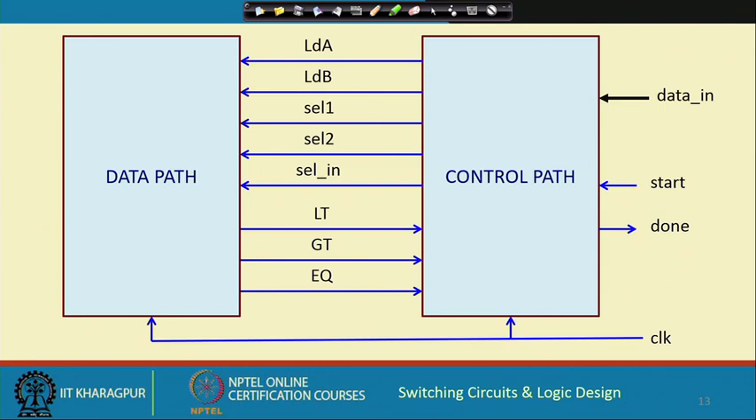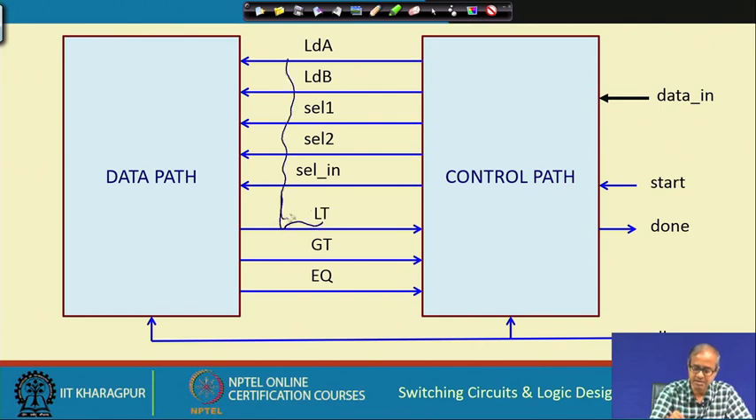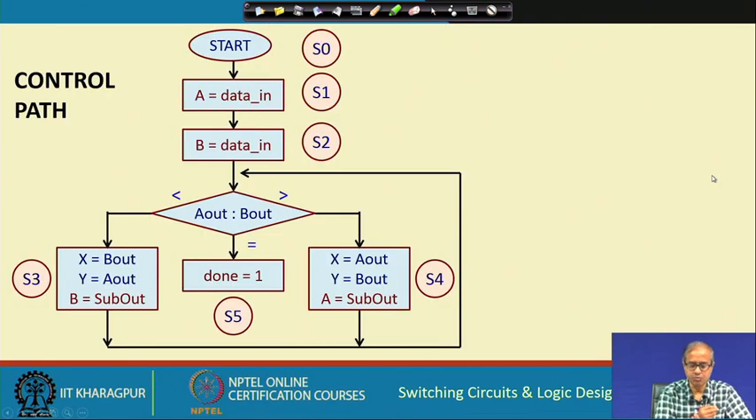In a similar way, the block level diagram will look like this. Data path is here, where these are all the control signals which are required, and these are the signals which are generated by the comparator, less than, greater than, equal to. Based on that, the control path is taking the decision. So, the flow chart for the control path is again shown here. Same flow chart in a slightly different way in terms of the operation with respect to the data path I have shown. Here you can see there are 6 states. So, I would recommend you just compare this with respect to the data path and verify whether these operations are being carried out in a correct sequence or not.